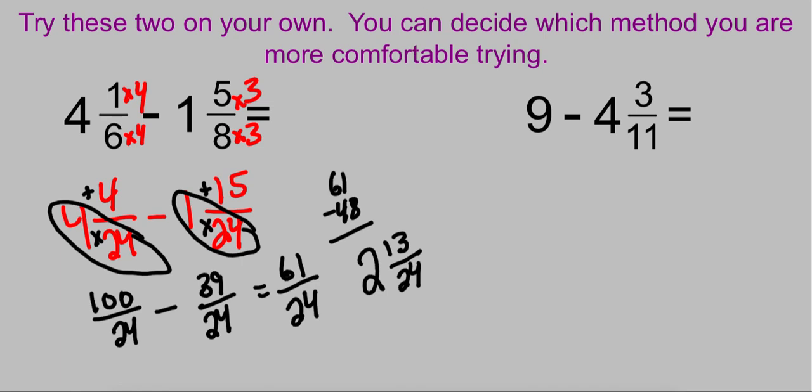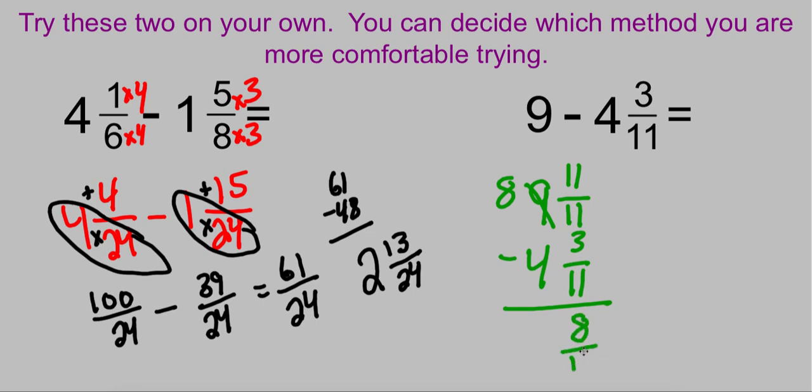So for the other one, I'm going to use my other method. I'm going to do 9 minus 4 and 3 11ths. I can do 9 minus 4, but I can't do nothing minus 3 11ths. So I'm going to borrow. My 9 becomes an 8. And I'm going to break that one piece that I have up into 11 11ths. It's still equal to 1 because I borrowed 1 whole, but now I made it into a fraction I can use. 11 11ths minus 3 11ths is 8 11ths. 8 minus 4 is 4.